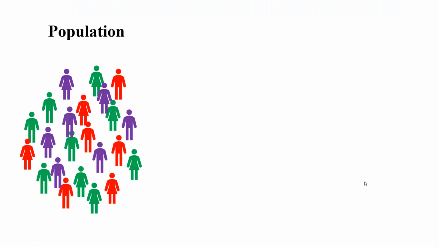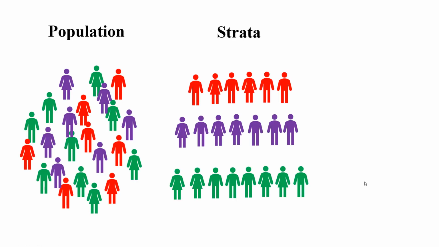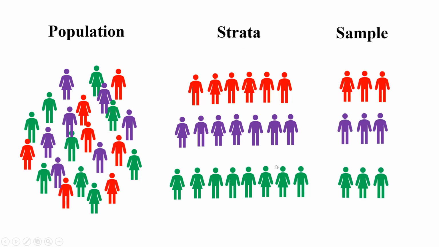Say this is the population, and we have made strata like this, maybe different age groups of male or female. Here this is a disproportionate stratified sample. From each subgroup, we have selected 3% irrespective of the subgroup population size.